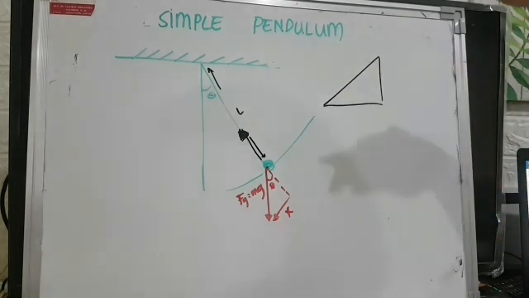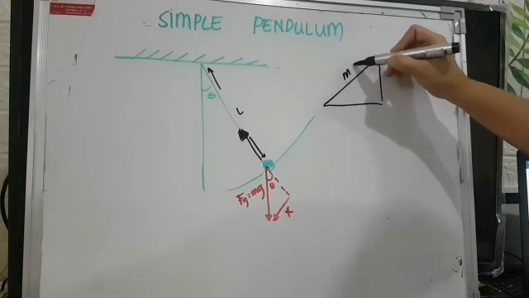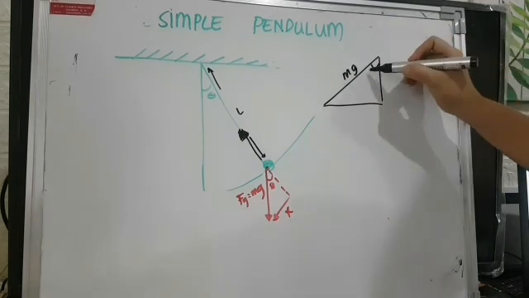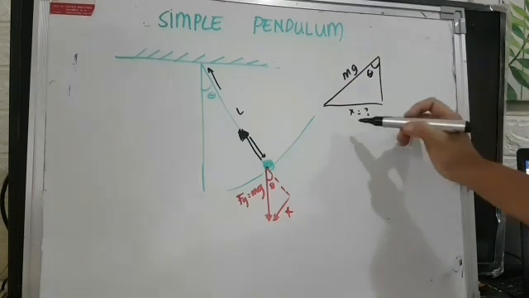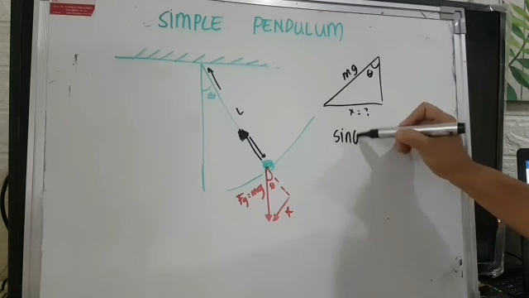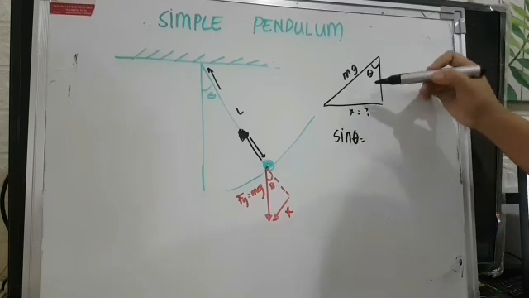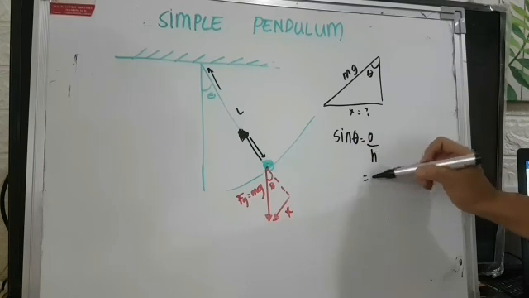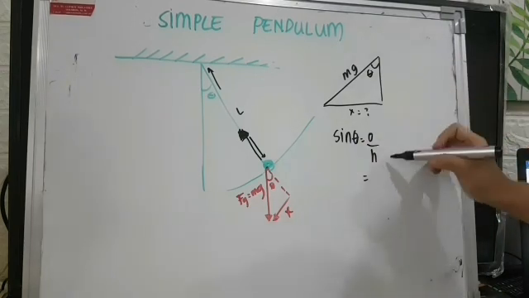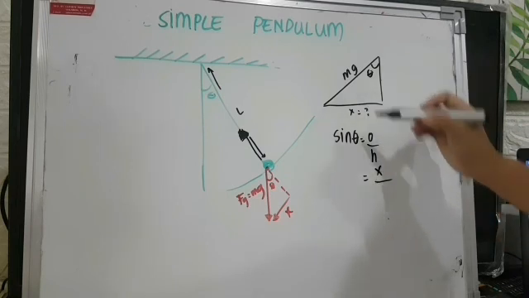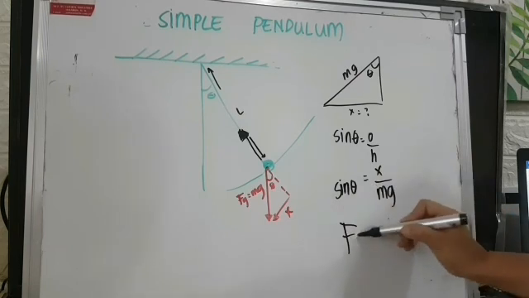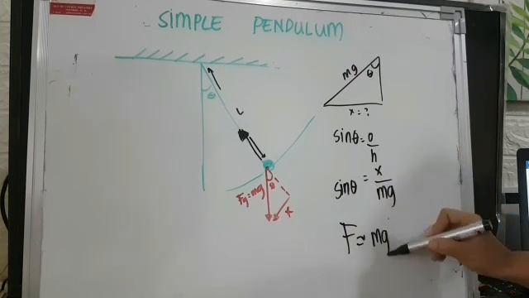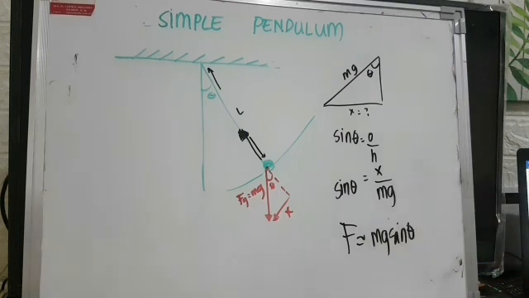I just rotated it. This one will be our mg, and then this one will be our angle, and then we are looking for this force. So for that force, since we have sine theta, this is the opposite side, opposite over hypotenuse. So our opposite side is the one we are looking for, let's say x, over our hypotenuse, mg. So sine theta equals x over mg, and that force is equivalent to mg sine theta. That is our restoring force for a pendulum.